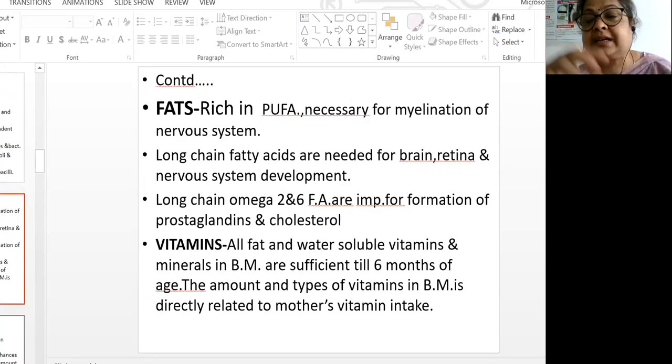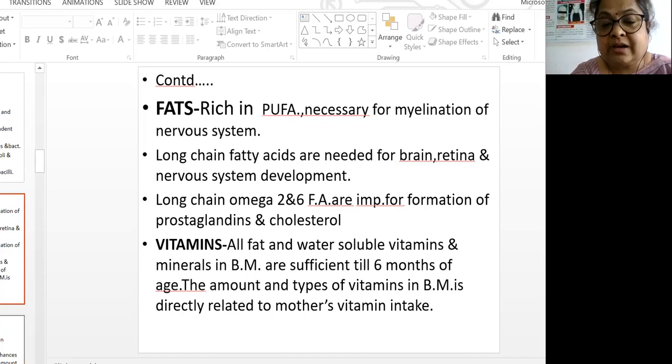Now, what is the second solid? Fats. It is rich in PUFA. What is PUFA? It is polyunsaturated fatty acids. It is necessary for myelination of the nervous system. Long chain fatty acids are needed for brain, retina, and nervous system development. Long chain omega 3 and 6 fatty acids are important for formation of prostaglandins and cholesterol.